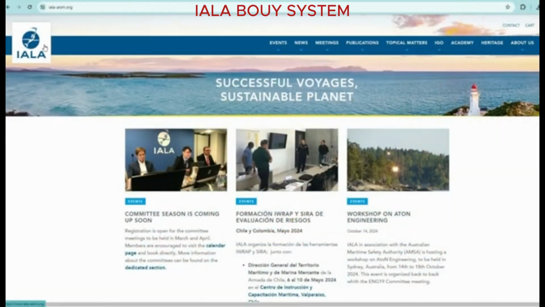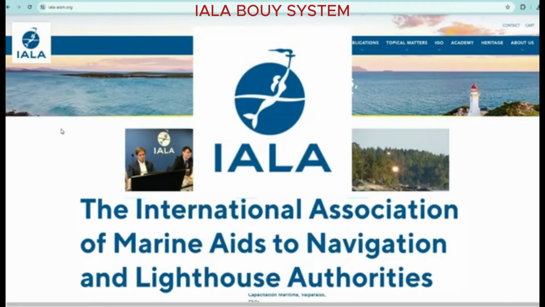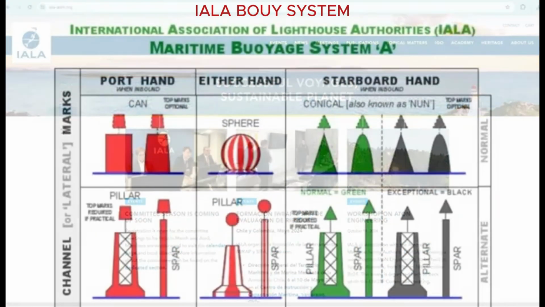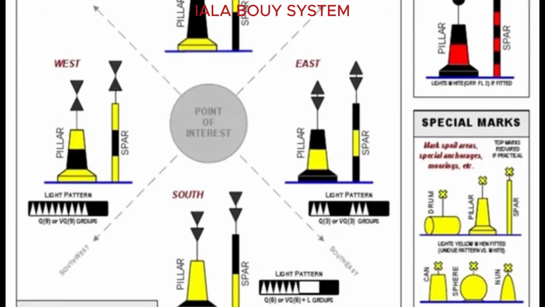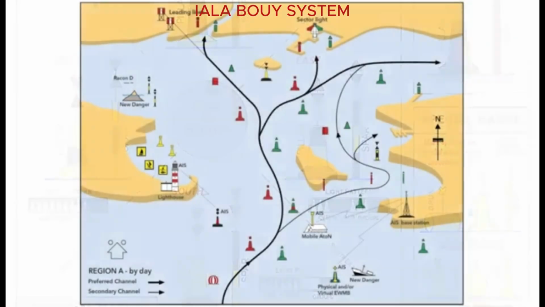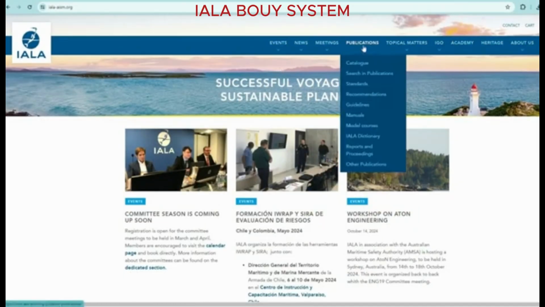To start our exploration, let's go to the IALA website. Just to remind you, IALA means the International Association of Marine Aids to Navigation and Lighthouse Authorities. IALA is primarily known for the IALA Maritime Buoyage Systems, or sea mark systems, that are used in the pilotage of vessels at sea. So here on the website you can find and download this IALA Maritime Buoyage System publication.